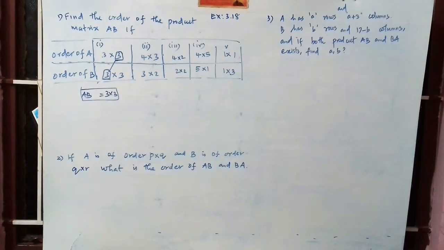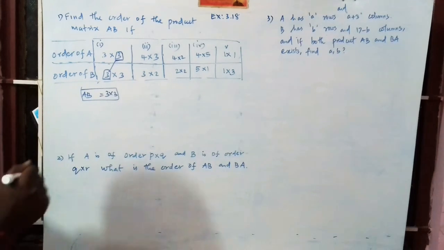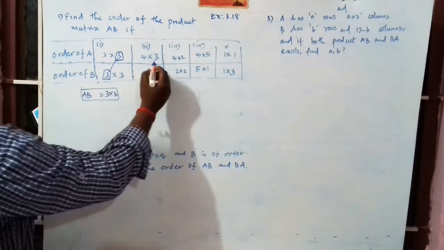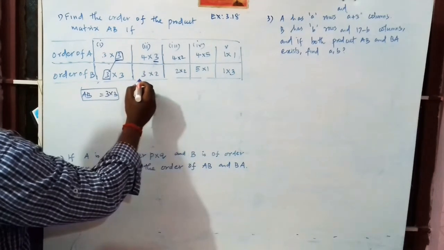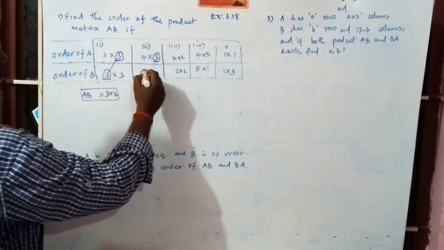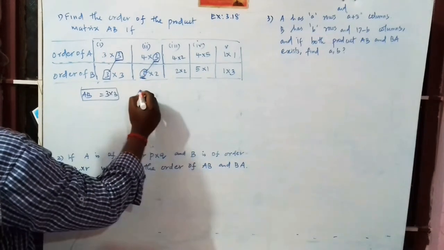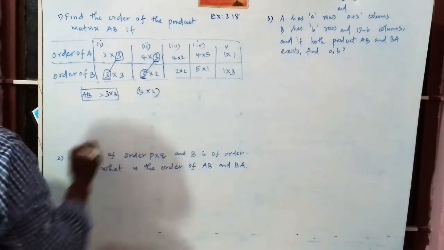Okay, second condition. The order of A is 4 by 3 and the order of B is 3 by 2. What is the condition for the product of two matrices? The number of columns in the first matrix is equal to the number of rows in the second matrix. So 3 and 3 are equal, and the remaining order is 4 by 2.